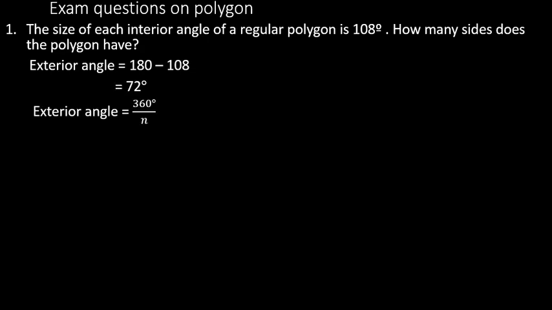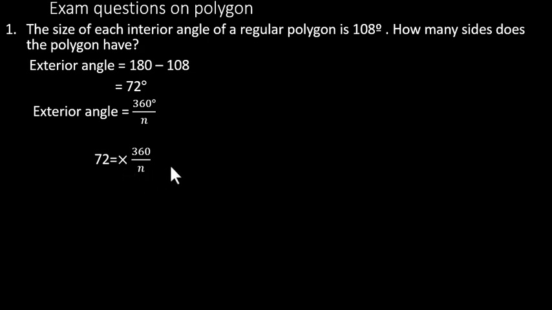So our formula for us to find the exterior angle is 360 over n, where n simply means the number of sides. Having known that our exterior angle is 72, we're going to substitute: 72 equals 360 over n. So we're going to cross multiply here.